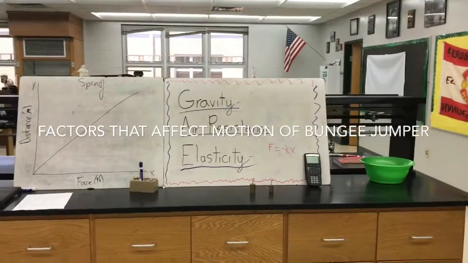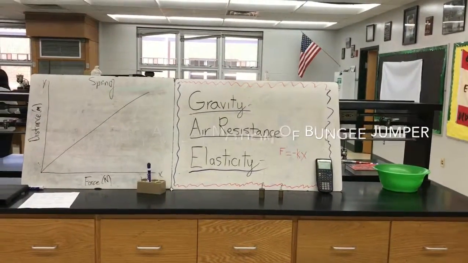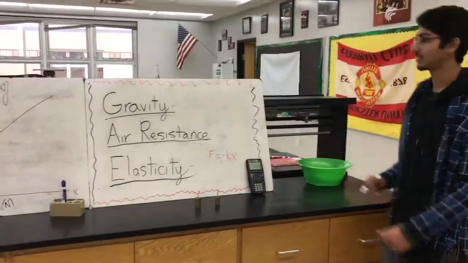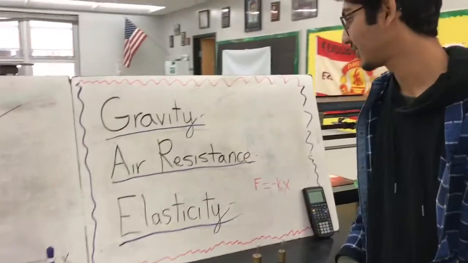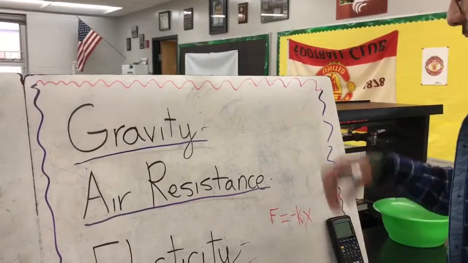We will be discussing the different factors that affect the motion of a fall of a bungee jumper. So gravity is one of the most important factors that affects the bungee jump's fall.